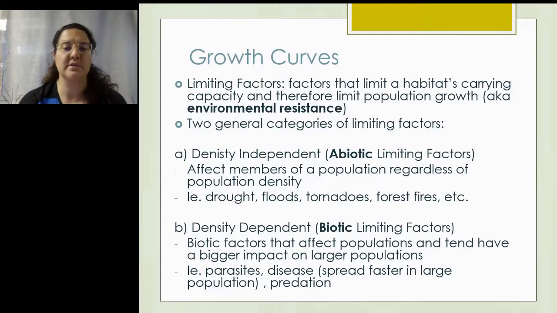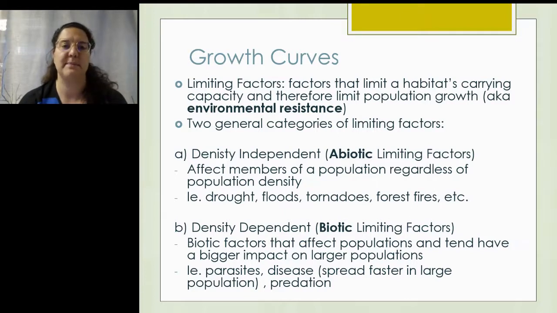Limiting factors that affect a habitat's carrying capacity are also known as environmental resistance. And there's two general types of environmental resistance. One is abiotic limiting factors, and these are density independent. So they affect members of the population regardless of the population density. So fires, droughts, tornadoes, floods. It doesn't matter if there's two wolves in an area or 500. If a fire comes through that area, it's going to affect them equally.